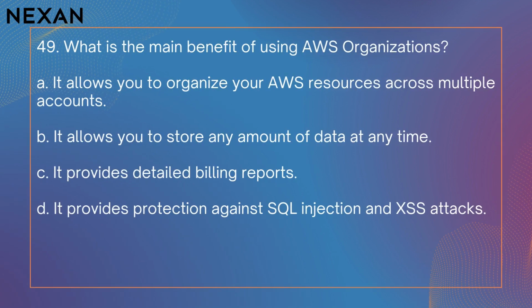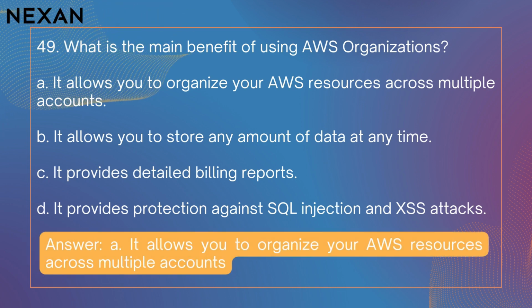49. What is the main benefit of using AWS Organizations? A. It allows you to organize your AWS resources across multiple accounts. B. It allows you to store any amount of data at any time. C. It provides detailed billing reports. D. It provides protection against SQL injection and XSS attacks. Answer: A. It allows you to organize your AWS resources across multiple accounts.